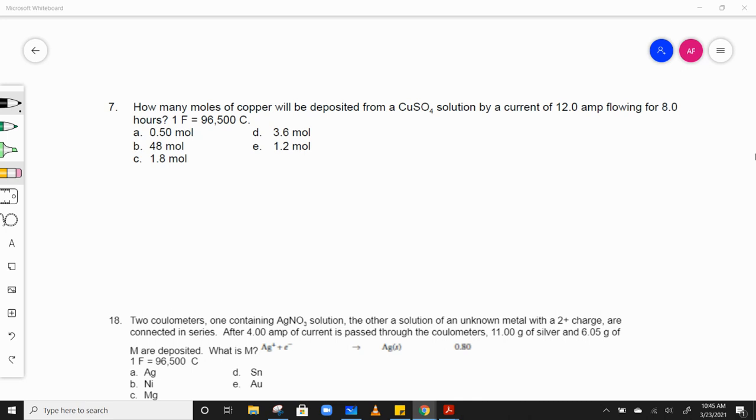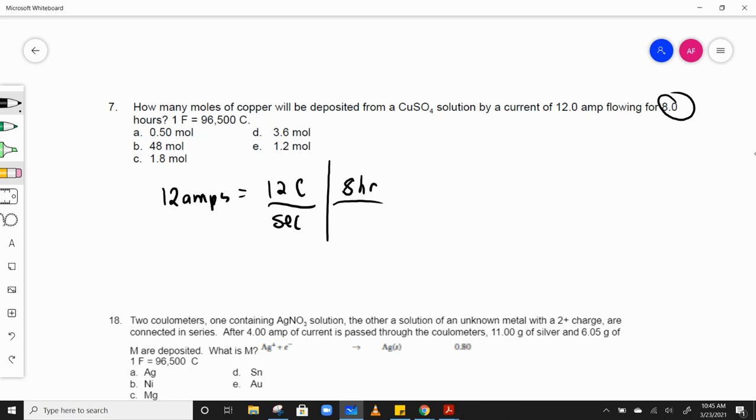Okay, so 12 amps is equal to 12 coulombs per second. That's basically what it's saying. You're having that many coulombs per second. Now we want to know how many coulombs are going to flow through total, so we have to multiply this coulombs per second by the number of seconds. But it's given to us in 8 hours, so we're going to convert that 8 hours to seconds.